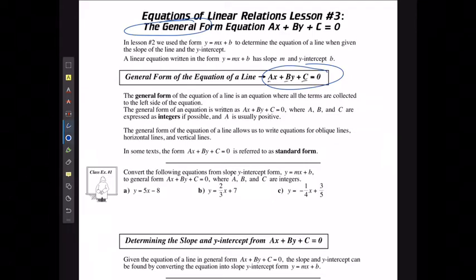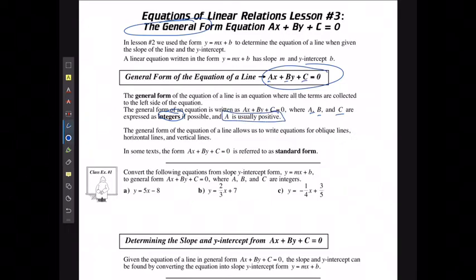Now, for general form, we call it Ax plus By plus C, and you can see that we use all capital letters to differentiate from that lowercase b for the y-intercept. The general form of the equation of a line is an equation where all the terms are collected to the left side of the equation, so it all balances out to equaling 0. The general form is written as Ax plus By plus C equals 0, where A, B, and C are expressed as integers, and A is usually positive.